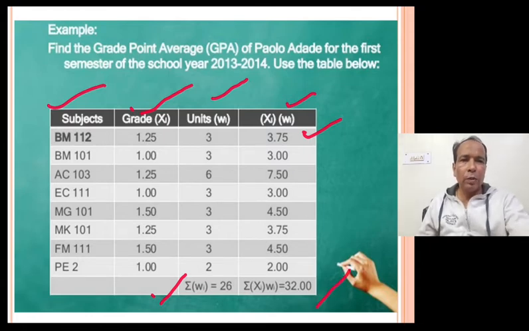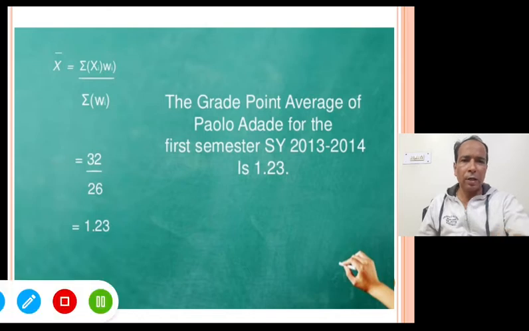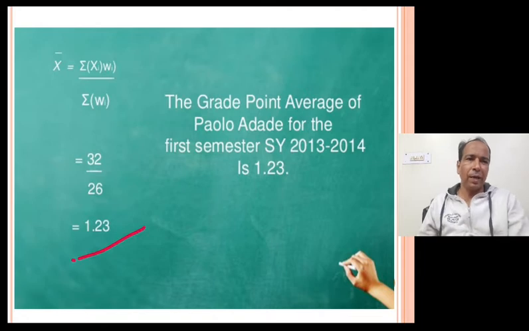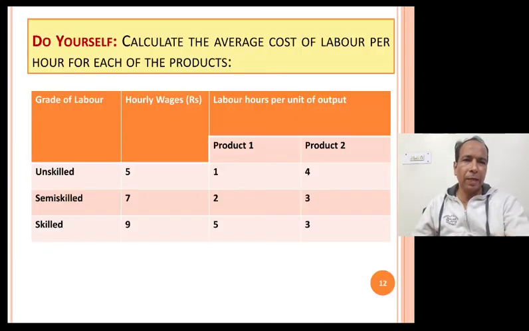So you found here sigma w and then sigma xw. Sigma w is 26, sigma xw is 32. Now apply the formula here, and then you get 32 divided by 26, and the result is 1.23. This is the GPA of the student for first semester. This is how a weighted arithmetic mean can be calculated.